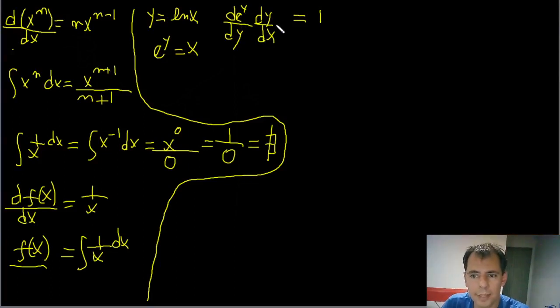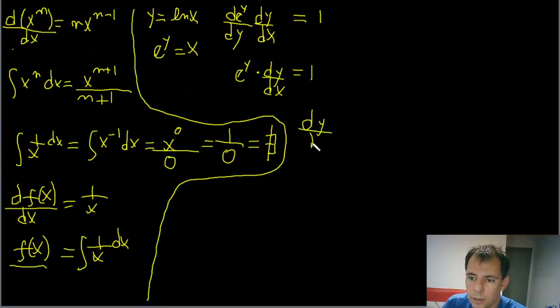Books don't like this idea, but I think this idea is right, except that there's such a long argument, so I'm not going to get into this. Anyway, what is the derivative of e to the y with respect to y? Well, it's just e to the y, just like when you're differentiating e to the x with respect to x, it's just e to the x. So this becomes e to the y times dy/dx equals 1.